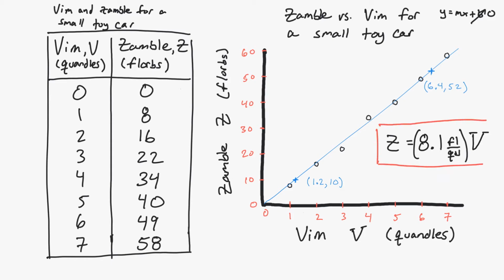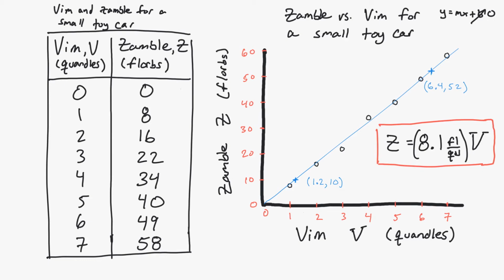And this is our mathematical model that will describe for all time Vim and Zamble for a small toy car based on our high quality data set there. You could come along and plug in a Vim value of 20 quandles. See, quandles is the unit. So I could come along and say, I have 20 quandles, and that would represent a certain Vim value, where Vim again is a variable. And then I would plug in, and I would be able to predict the number of florbs that I would get, and that would be the variable Zamble.